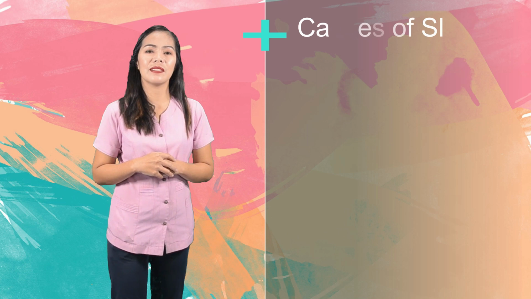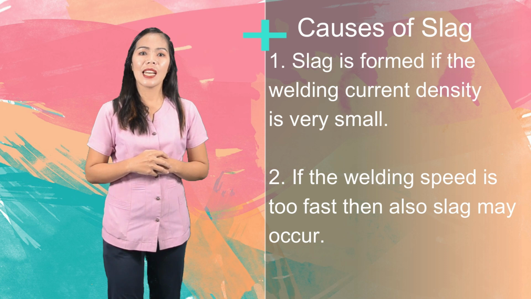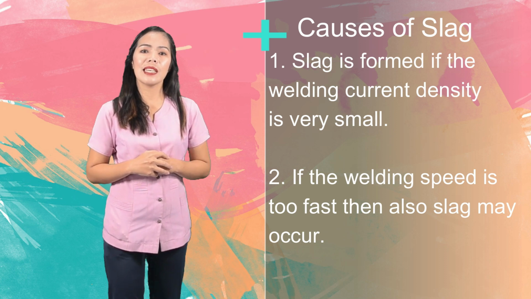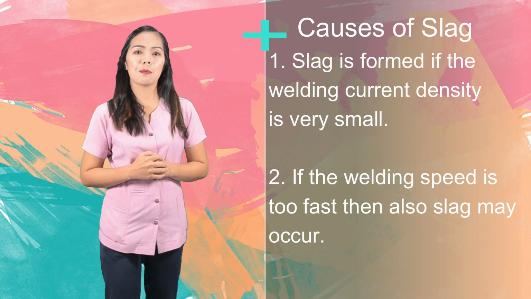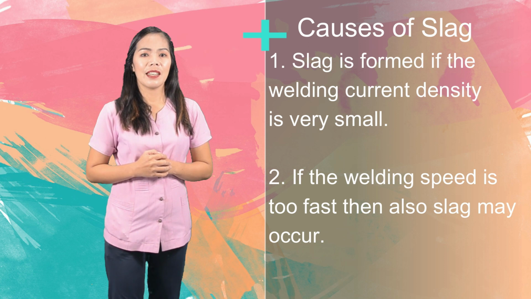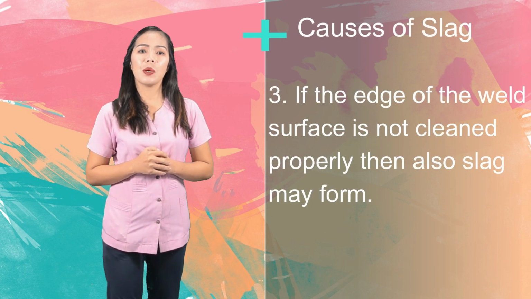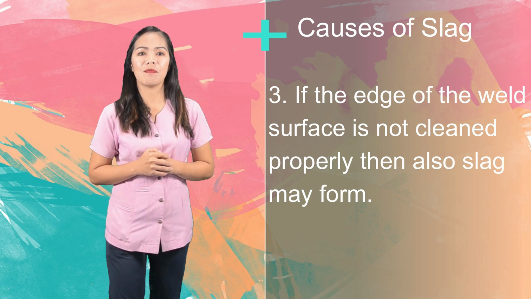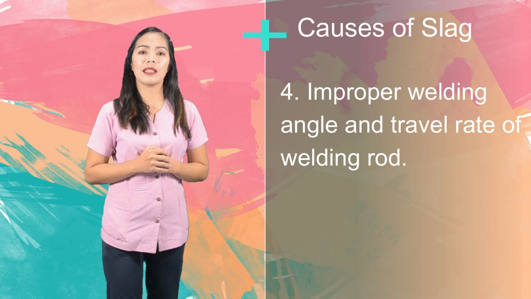Causes of slag inclusion. Number 1. Slag is formed if the welding current density is very small. Number 2. If the welding speed is too fast, then also slag may occur. Number 3. If the edge of the weld surface is not cleaned properly, then also slag may form. Number 4. Improper welding angle and travel rate of the welding rod.